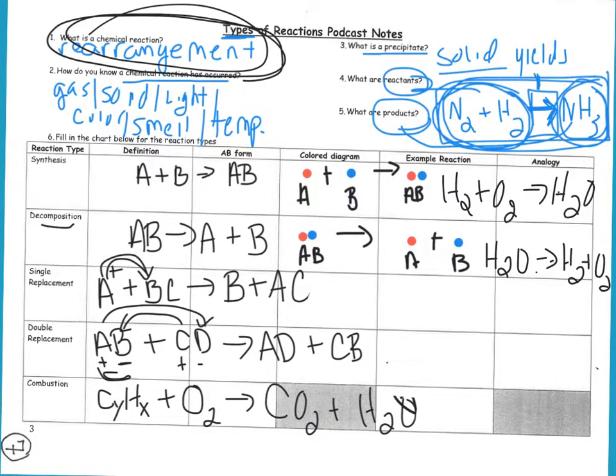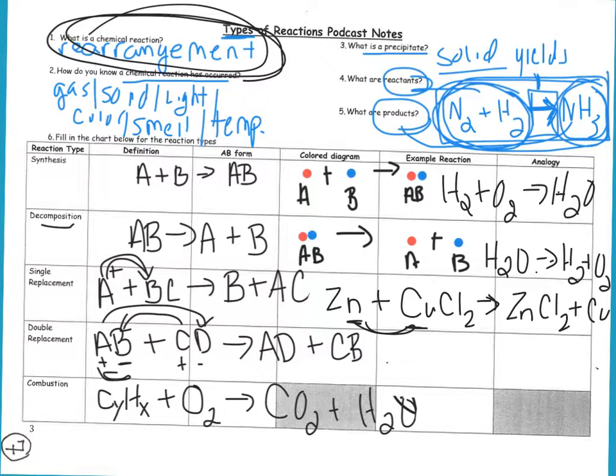It usually has to do with the metal. So for example, zinc and copper 2 chloride, okay, they react, and what's going to happen is that copper and zinc are going to change places because those are the cations, and I have zinc chloride and copper. So in a single replacement reaction, one single guy has taken the place of the other and kind of kicked him out, and there's a new compound and a new element.